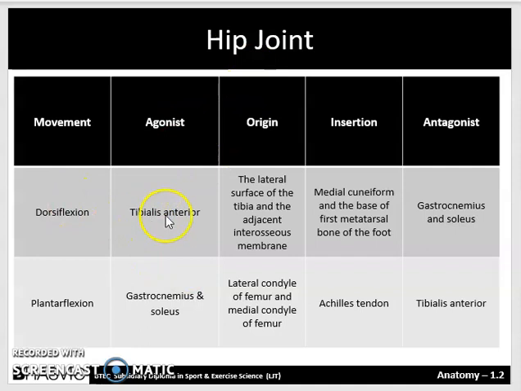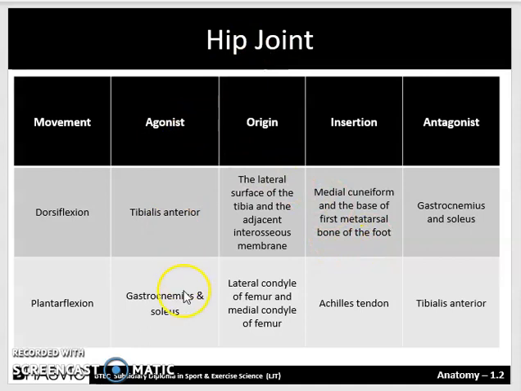When the agonist is the tibialis anterior to the hip joint, the antagonist will be the gastrocnemius and soleus. The movement will be dorsiflexion. The origin will be the lateral surface of the tibia and the adjacent interosseous membrane. The insertion will be the medial cuneiform and the base of the first metatarsal bone of the foot.